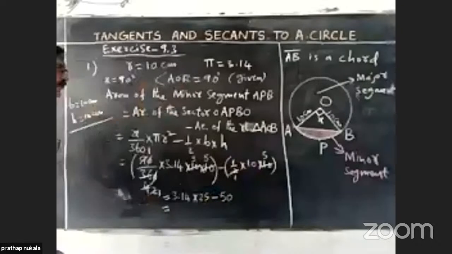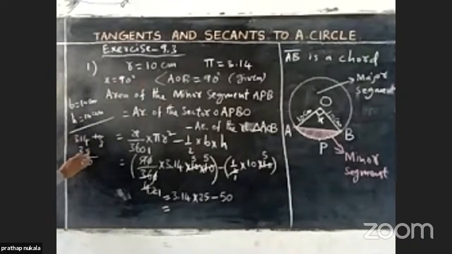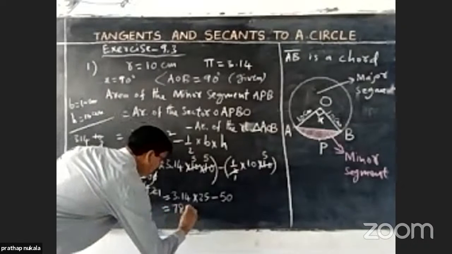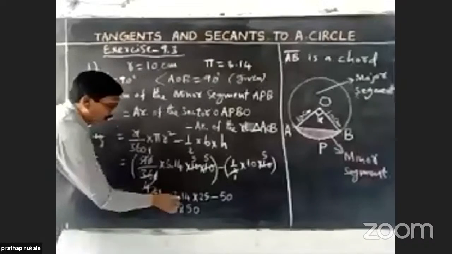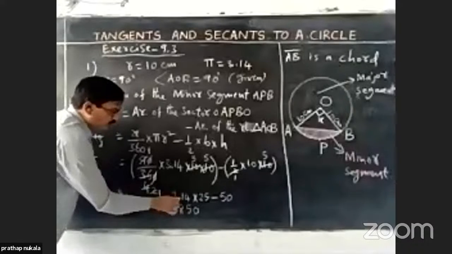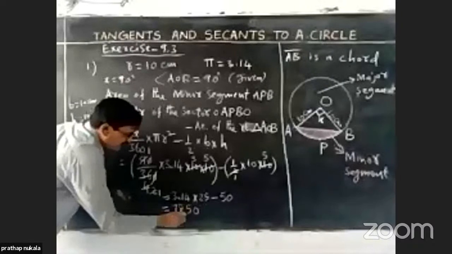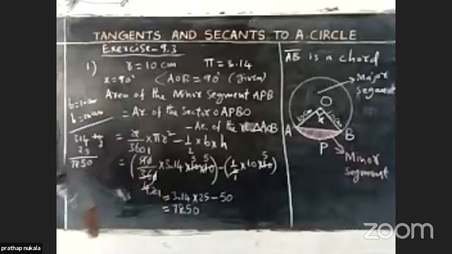Now 3.14 into 25. What is the value of 314 into 25? 25 4s are 100. 25 1s are 25 plus 10, 35. 25 3s are 75. 75 plus 3, 78. 7,850. But here is a decimal place. How many places are there? 1 and 2. 2 decimal places are there. Now we have to put the decimal point 2 places from the right. Then it becomes 78.50.